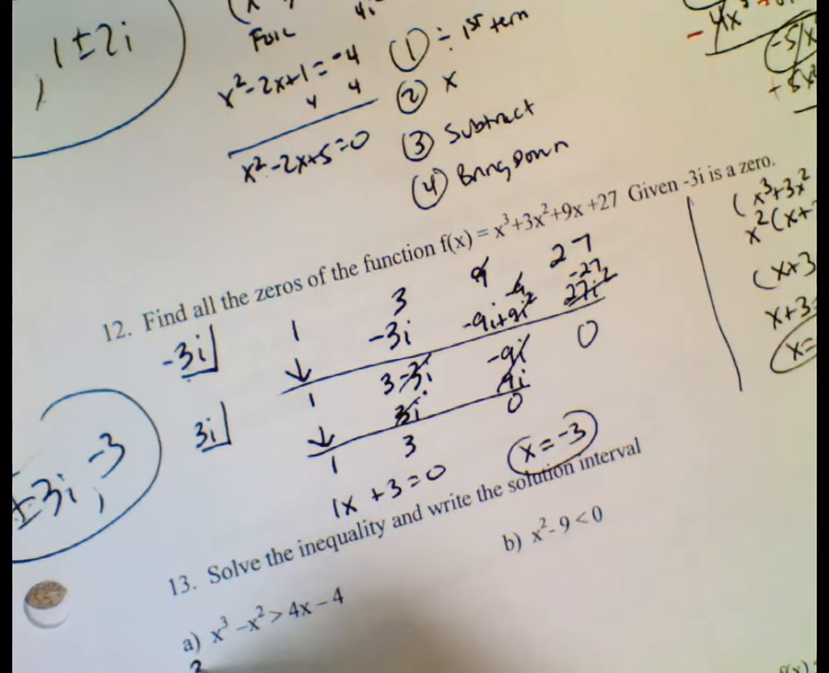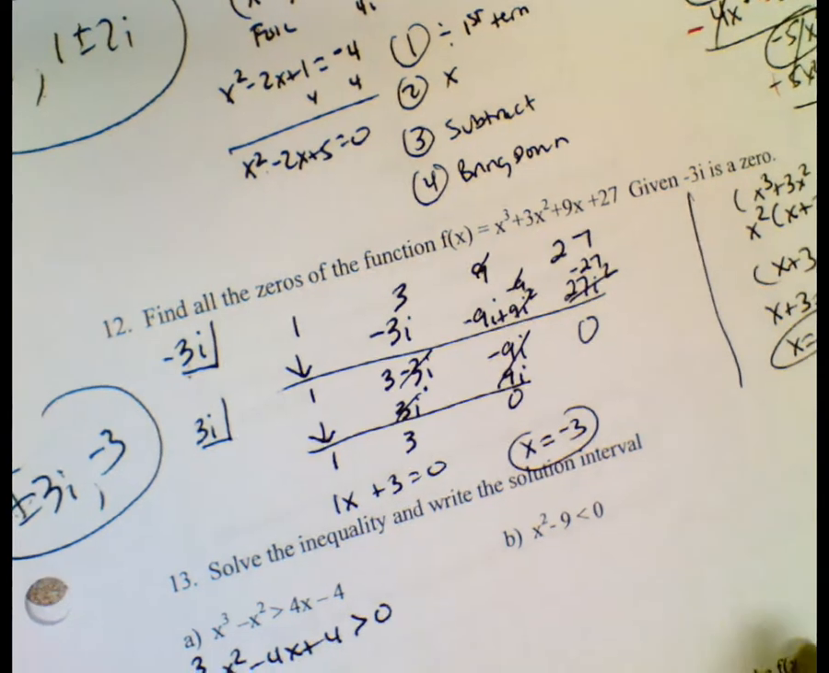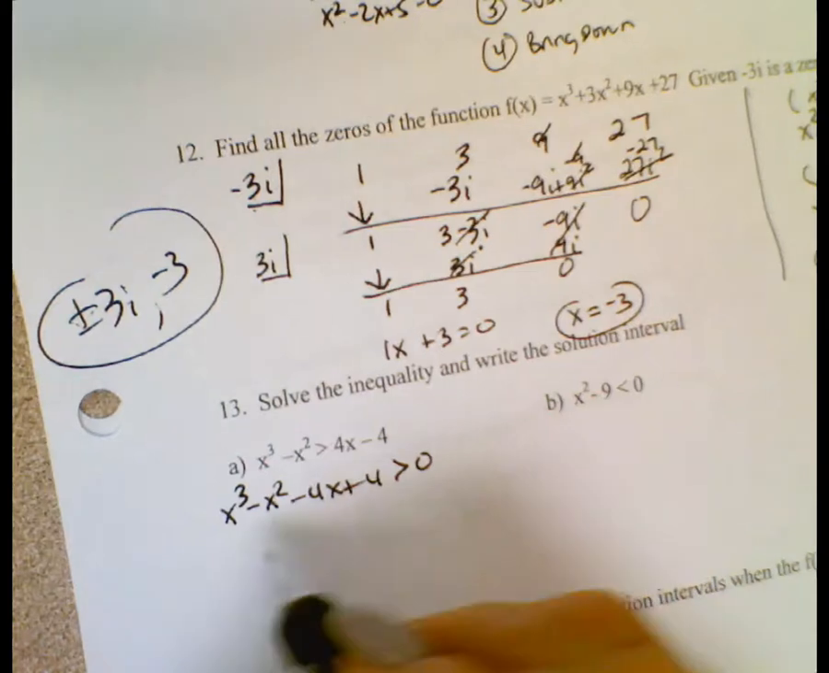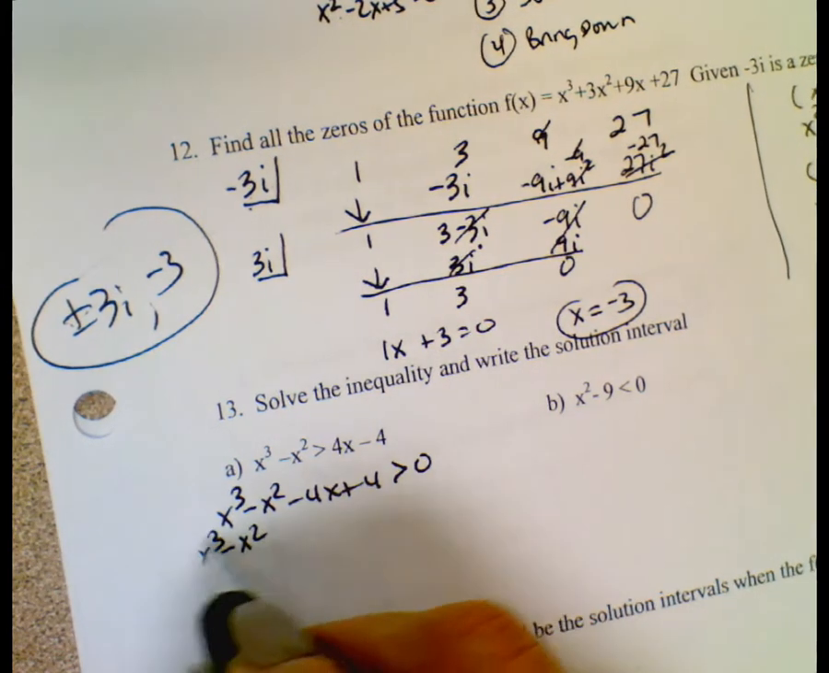Solve the inequality and write the solution interval. We're going to make this greater than 0. And we're going to solve by taking a grouping. Let's do this by grouping.